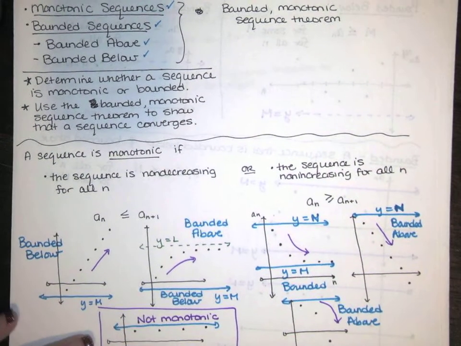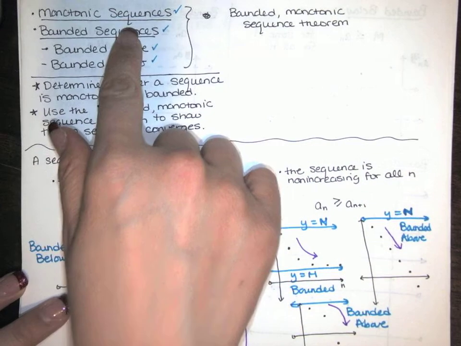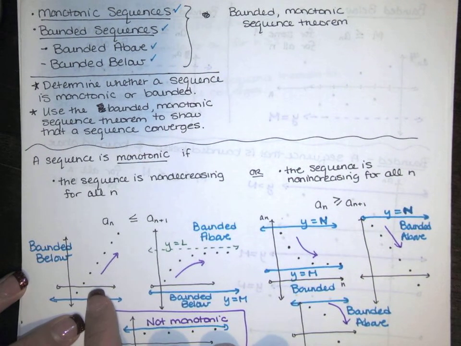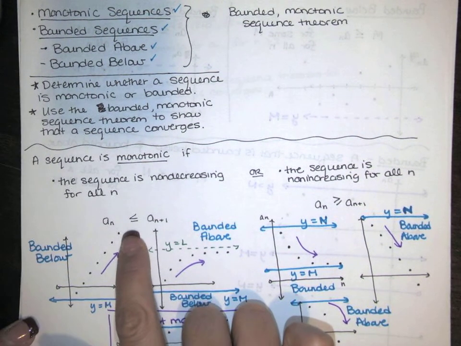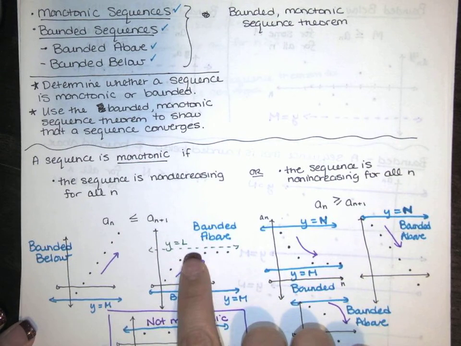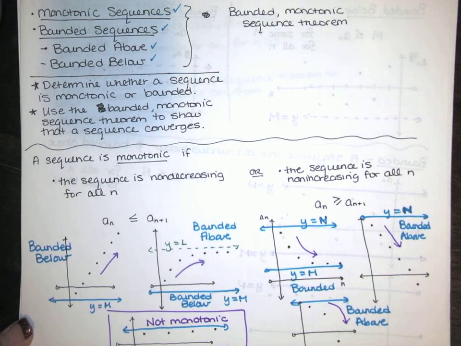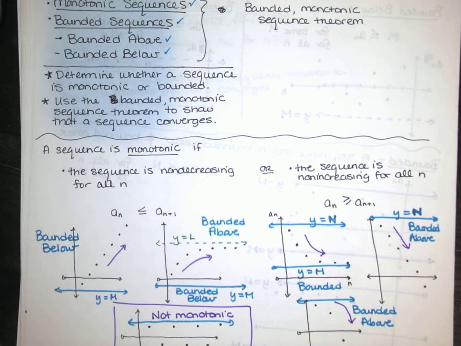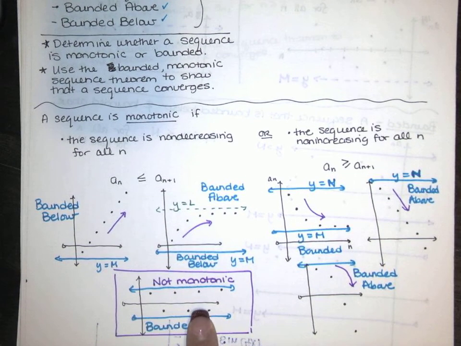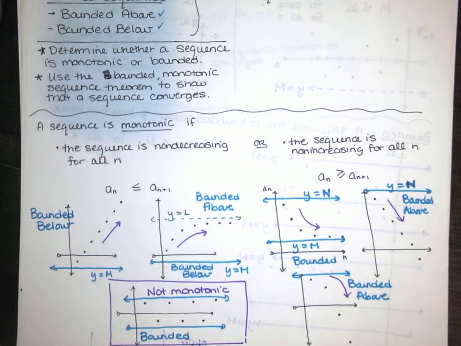Now, again, remember what monotonic means. Monotonic just means non-decreasing, which basically means increasing, but they could possibly be equal to each other. Or non-increasing, which basically means decreasing, but some of the points could be equal to each other, some of the y values on this graph. If it's increasing sometimes, decreasing sometimes, it's not monotonic.